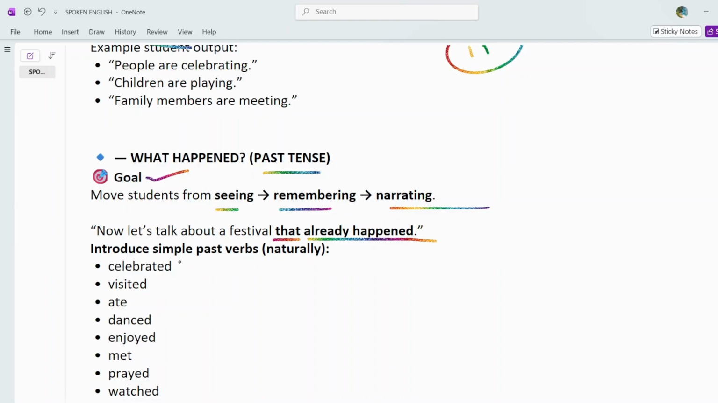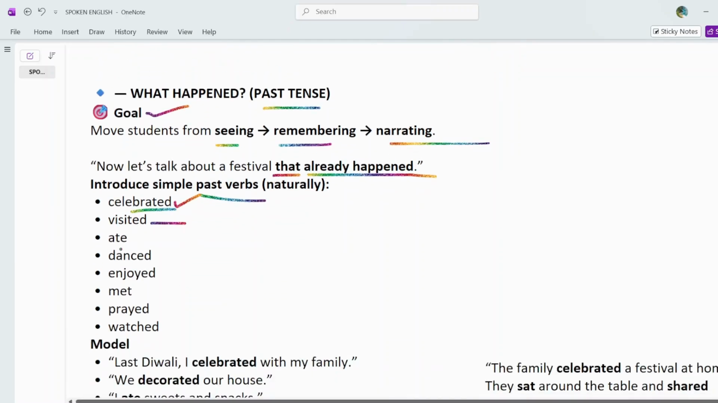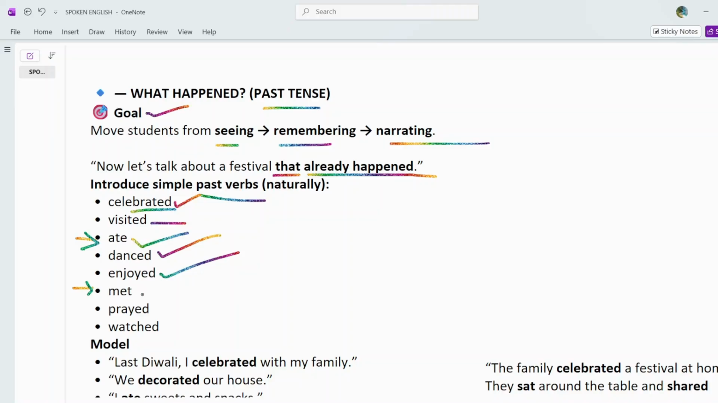So here we are going to look at some past verbs. Past verbs in the sense of ed forms, that is celebrated, visited. Eat is going to change to ate, right? Danced, enjoyed. Meet is going to change to met. Pray changes to prayed, and watch changes to watched. All these are past verbs. We are going to use past verbs when we are looking at the past tense, obviously.